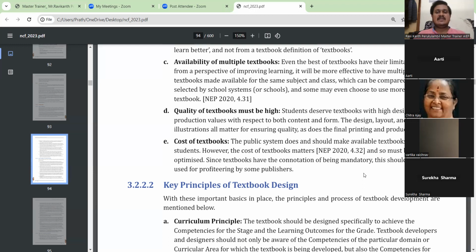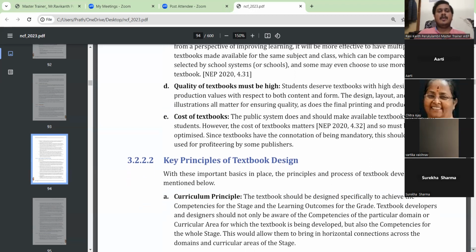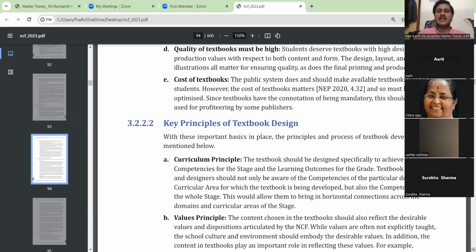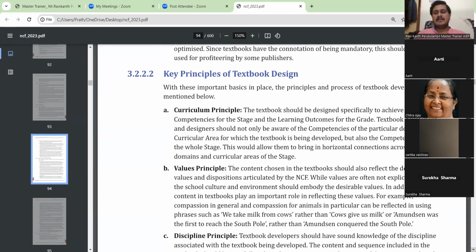Cost of textbooks. The public system does and should make available textbooks free to all students. Public system means government. However, the cost of textbooks matters and so must be optimized. Considering all these things and availability to everyone, the rates are to be fixed. Since textbooks have the connotation of being mandatory, this should not be used for profiteering by some publishers. Because in India, textbooks are considered very important. Publishers shouldn't think that we have to charge very much on each book.